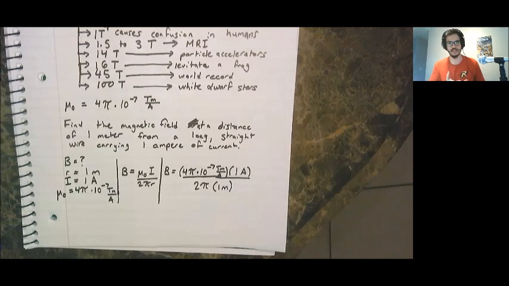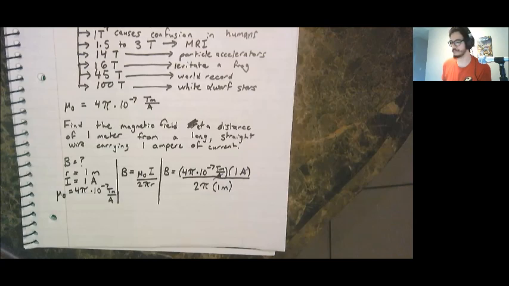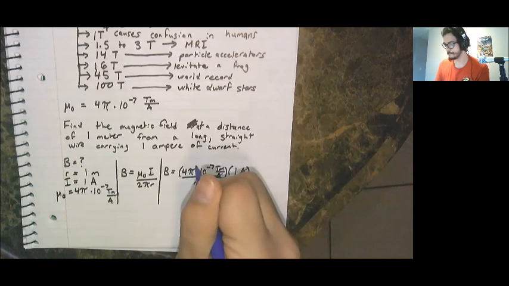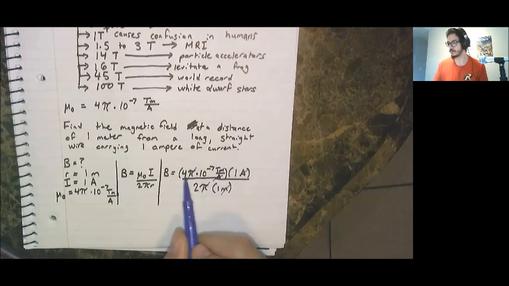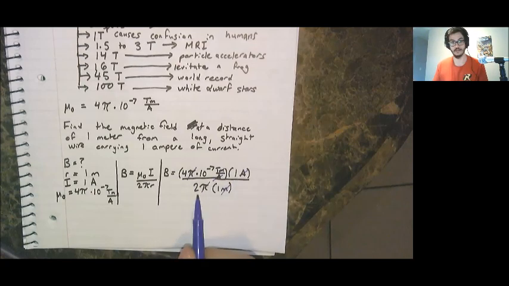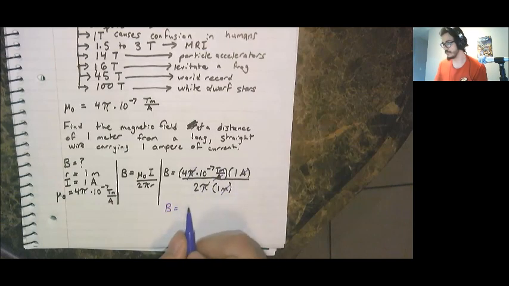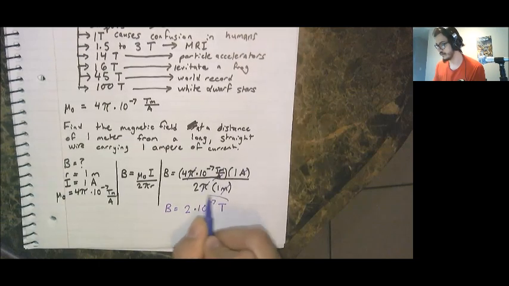In order to save yourself some time before you try plugging this into your calculator, get rid of like terms. For example, we have an ampere on the bottom, an ampere on the top. Meters on the top, meters on the bottom. Pi on the top, pi on the bottom. 4 times 1 is 4, divided by 2 is 2. So 4 halves times 10 to the -7, 2 times 10 to the -7 Tesla.